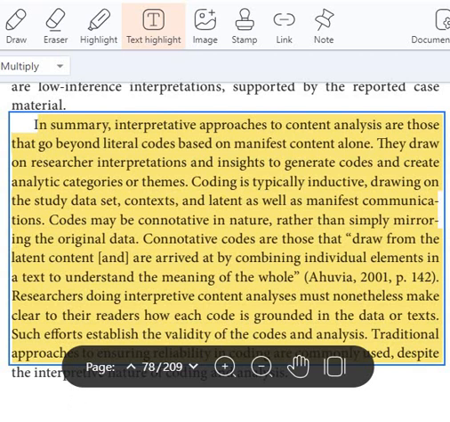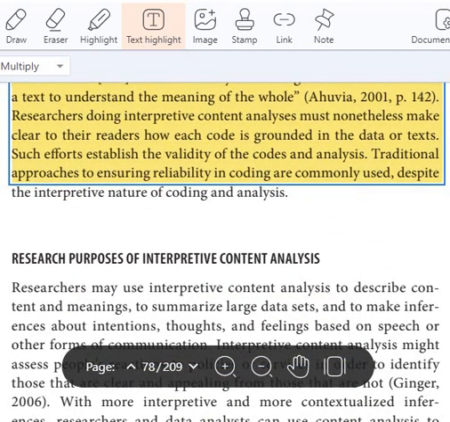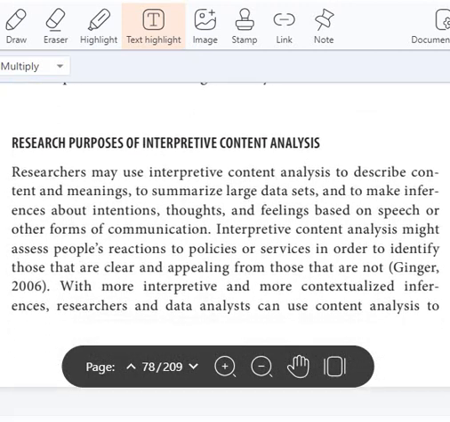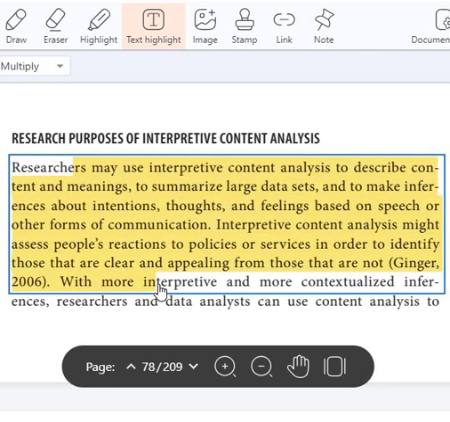This will be focused on here through reading this section. Okay? So, research purposes of content analysis. Researchers may use interpretive content analysis to describe content and meanings, to summarize large data sets. All those content analysis approaches are used to summarize or to categorize those large data sets.